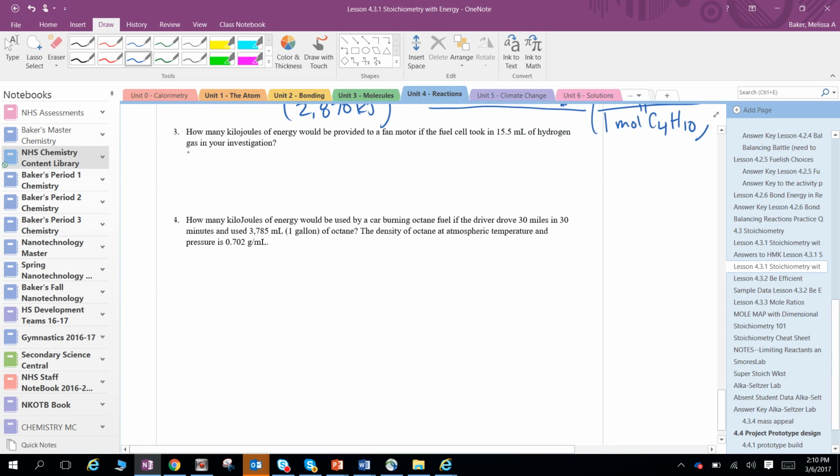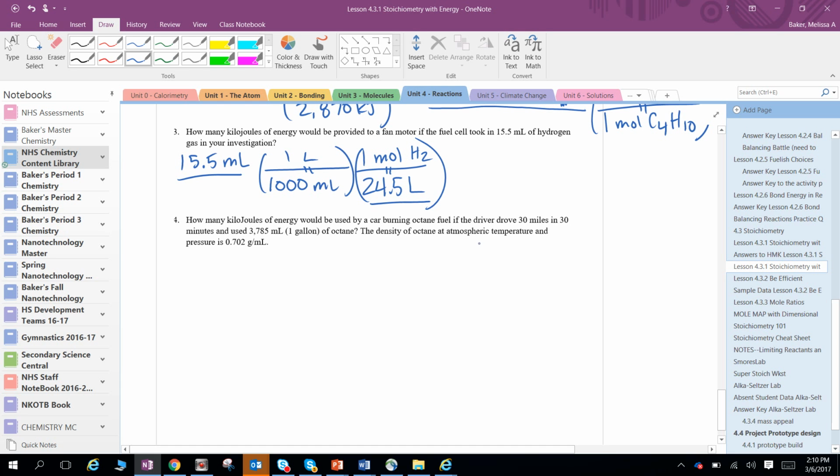Number 3. How many kilojoules of energy would be provided to a fan motor if it took 15.5 milliliters of hydrogen gas? So this is similar to the calculation that we did in this lesson. First, it'll be helpful to convert milliliters into liters, because there was one new special conversion. 24.5 liters of gas is equal to 1 mole. So that means if you had 1 mole of hydrogen gas molecules, they would take up that volume of space.